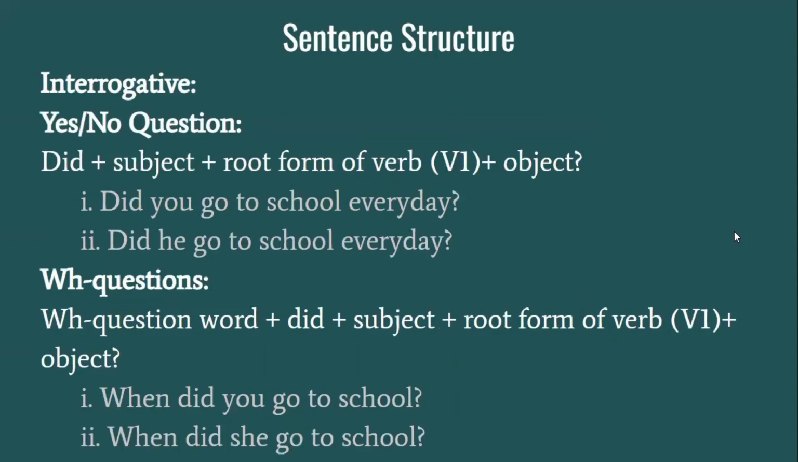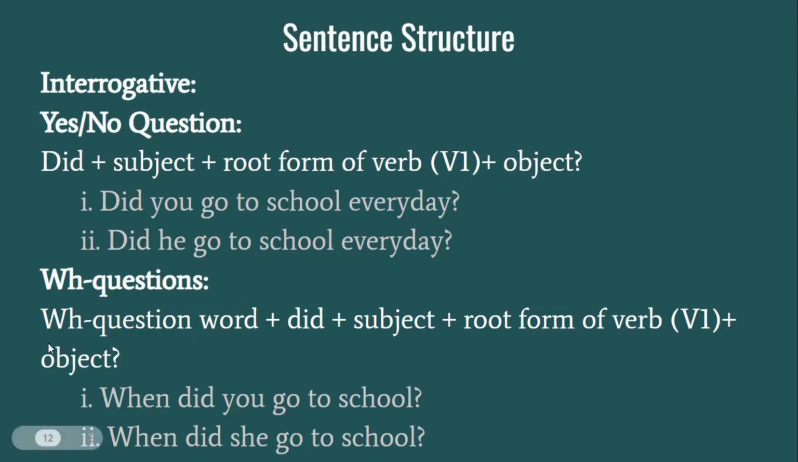Next, we have yes and no questions. Again, in yes and no questions, we will be starting with did, then we have the subject, and then the root form of the verb. Again, we are using did, so we will just use the root form, that is V1. Did you go to school every day? Did he go to school every day?